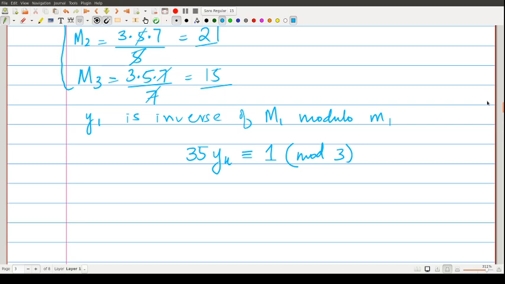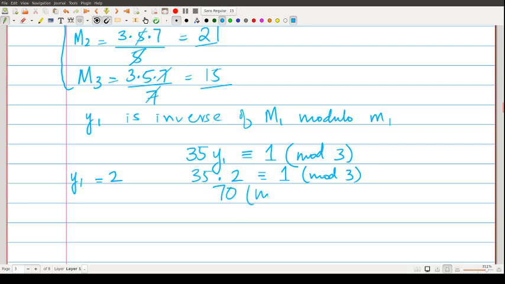You can find the inverse by using the method that we did in the last class. You can do it using, I don't know, the Bezout coefficients. I'm just going to claim that y1 is equal to 2, right? So I'm claiming that I already know that 35 times 2 is congruent to 1 mod 3. And we can check this, of course. This is equal to 70.